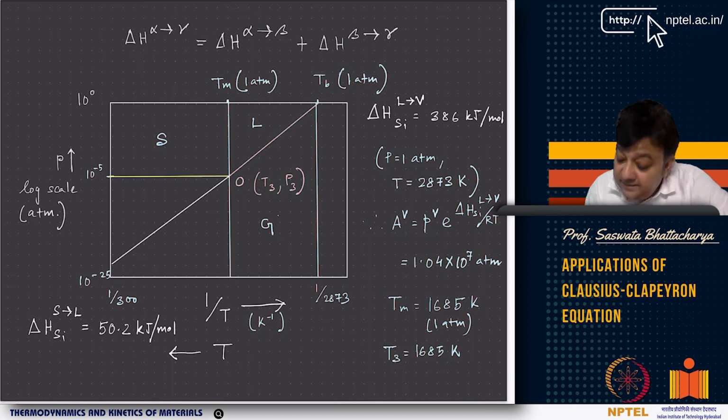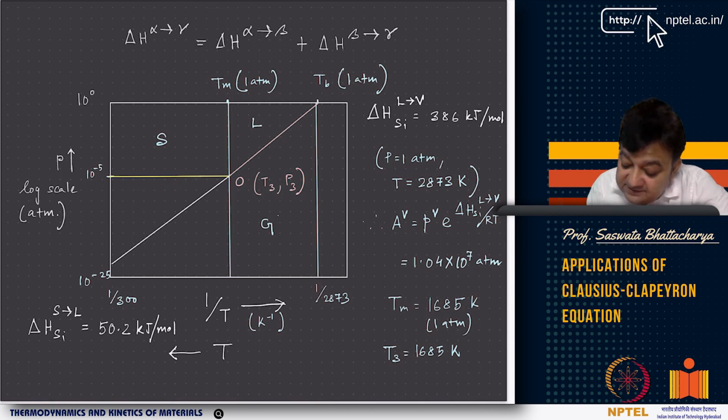For silicon, delta H is this, okay, 386 kilojoules per mole. So this is from liquid to vapor. So silicon from liquid to vapor transformation is plus 386 kilojoules per mole, right? It's an endothermic process because liquid has to absorb the heat and convert to vapor.